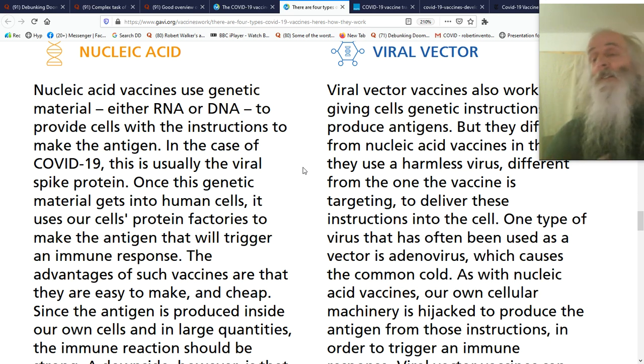But the instructions don't replicate, so it's not a virus. The instructions only make the protein spikes. They don't make copies of themselves.